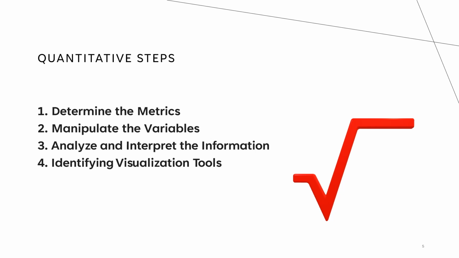The third step is to analyze and interpret the information that is generated from the model. This step involves crunching the numbers to find patterns and trends from the manipulation of the variables in step 2. The last step is identifying the visualization tools that will be used to present the information. This can include, but is not limited to, charts, graphs, and tables.